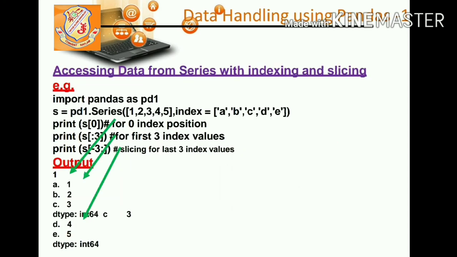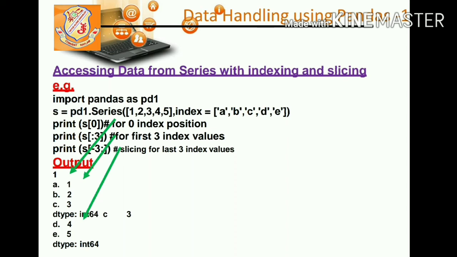Now in the next example, we are accessing data from a series with indexing and slicing. Now the first two lines are clear to you. In the third line, they are asking print S[0]. 0 is the index. So at index 0, which element is there? 1. So its output is 1 only. In the second example, they are writing S[:3]. Colon 3 means the first 3 index values. What are the first 3 index values? A, B, C are the indexes and the values are 1, 2 and 3.